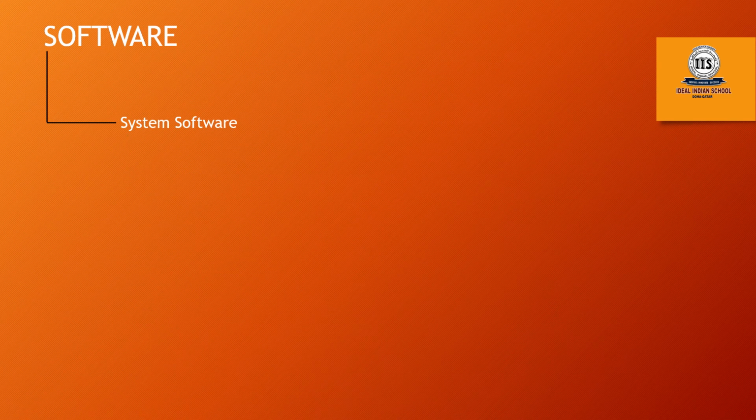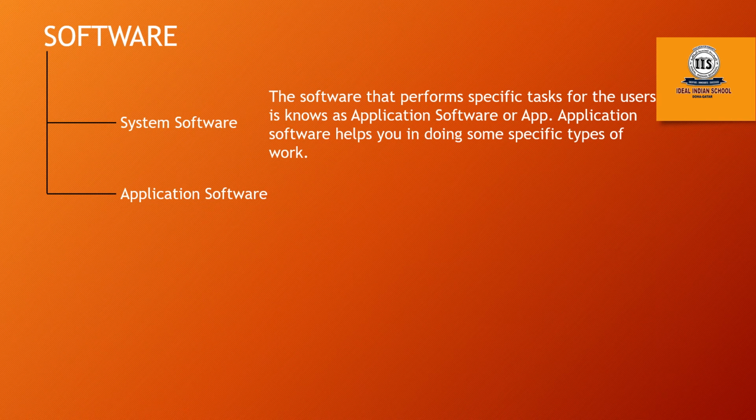Another type of software is the application software. The software that performs specific tasks for the users is known as application software or app. Application software helps you in doing some specific types of work. For example, we use Paint to make drawings, but we cannot do calculations using Paint. We have to use the calculator software to calculate.